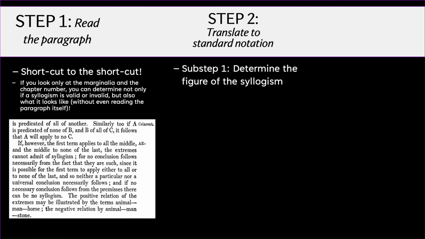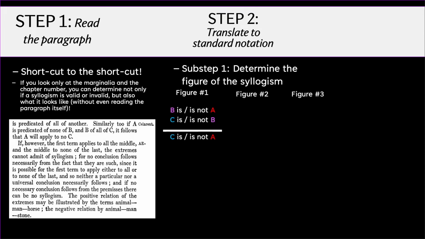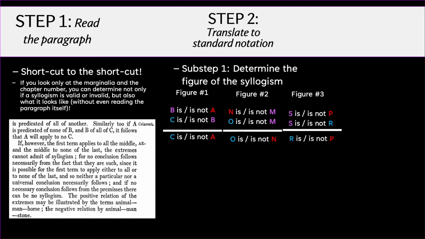In our first step, we're going to determine the figure of the syllogism. So again, we've got three figures. The first figure, the second figure, and the third figure. In the first figure, the middle term is subject of the major premise and predicate of the minor premise. In the second figure, the middle term is the predicate of both premises. And in the third figure, the middle term is the subject of both premises.